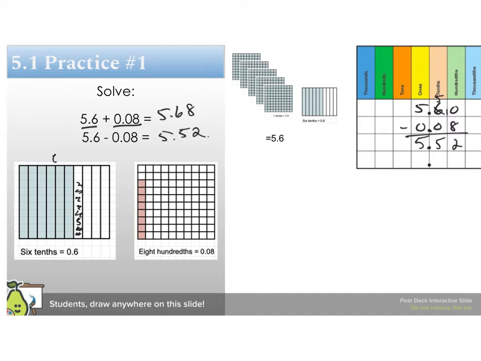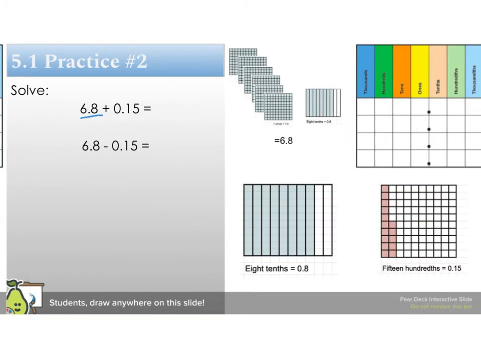So then you have 60 plus another 8. And if I'm subtracting, then I would take off 8: 1, 2, 3, 4, 5, 6, 7, 8, leaving me with 50 plus another 2. And that makes 0.52.